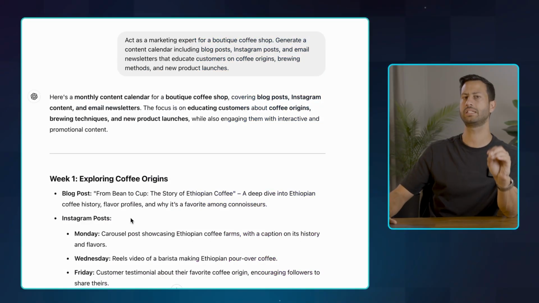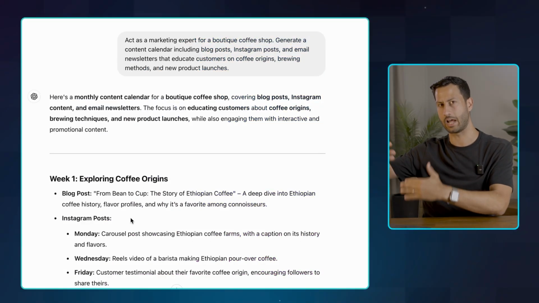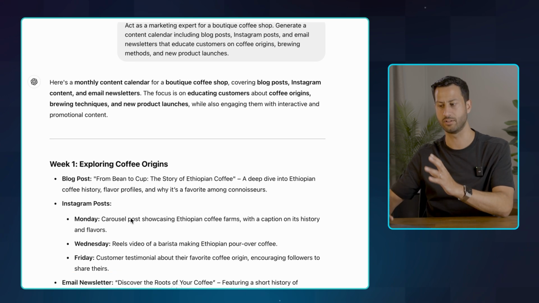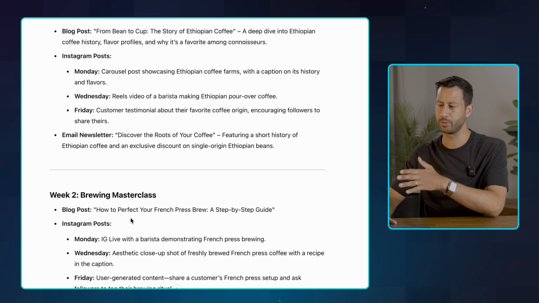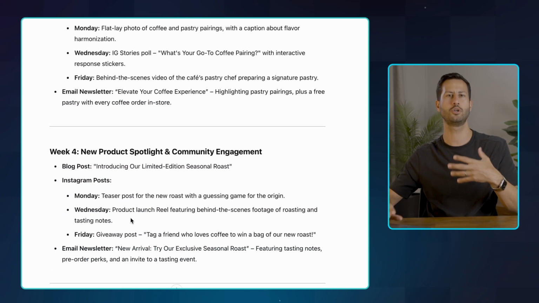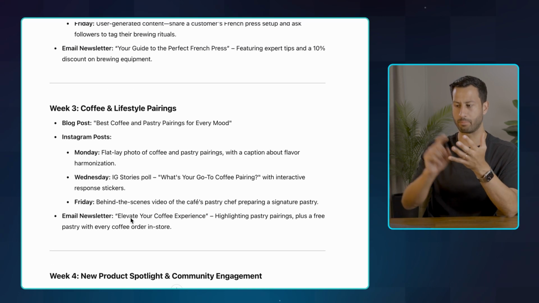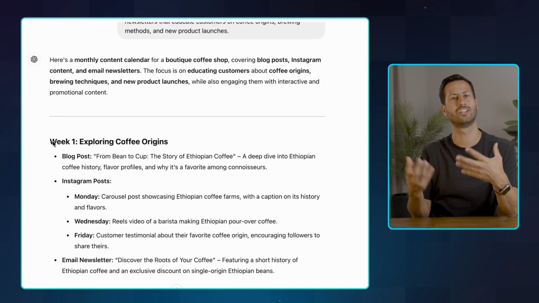Now, because we've specifically asked for a content calendar, it started by breaking down what we're going to be talking about over the individual weeks. So week 1 for our boutique coffee shop, we can talk about exploring coffee origins. Week 2 is about our brewing masterclass. Now in this, we can have a mix of our blog post, our Instagram post, and our newsletters.